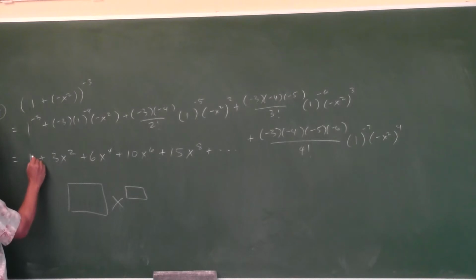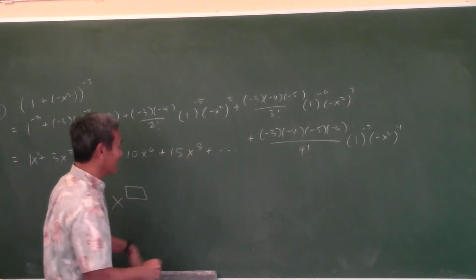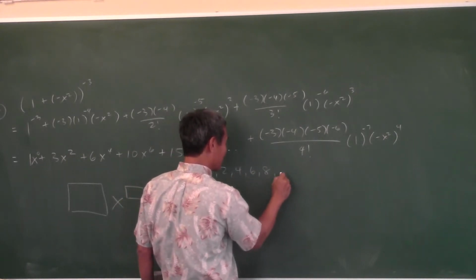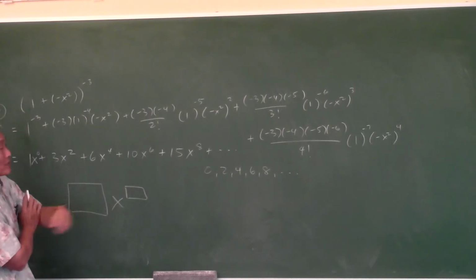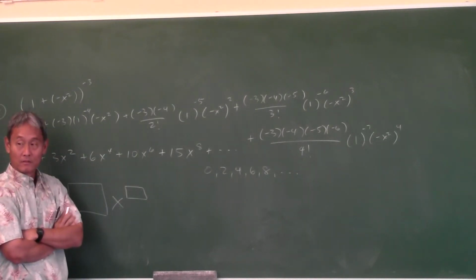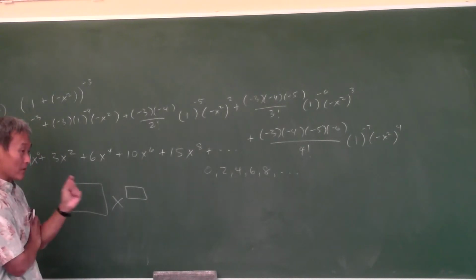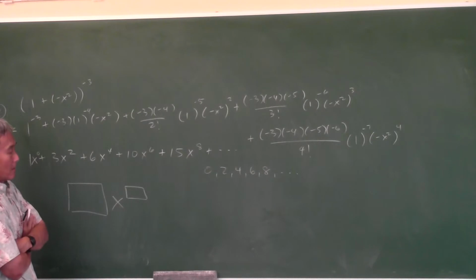Look at the first term. Isn't the first term like x to the 0? Is there a pattern to these numbers? 0, 2, 4, 6, 8. It's a sequence. What kind of sequence is this? If somebody were to ask you, find the 100th term, could you? I hope so. This is like algebra 2 here. What kind of sequence is that when you keep adding the same number every time? It's called an arithmetic sequence.